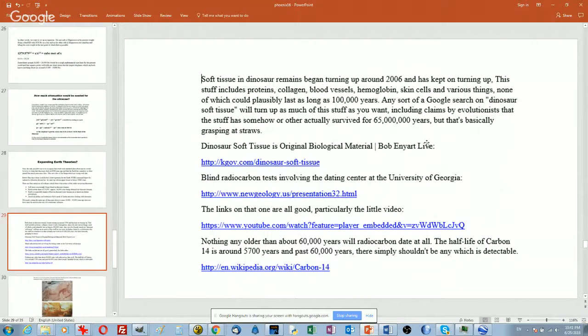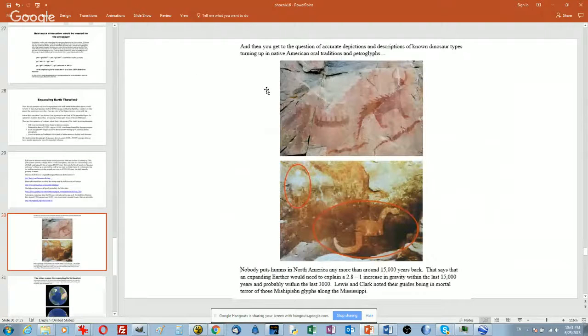I will have this document available on Facebook, on the Ganymede Hypothesis group in the file section. I've got links here to some of this information about dinosaurs. You've got recognizable dinosaur types which turn up on canyon walls in North America. This would be a stegosaur glyph, which Indians called Mishipishu. The name is similar to the word Mississippi. It means water panther.